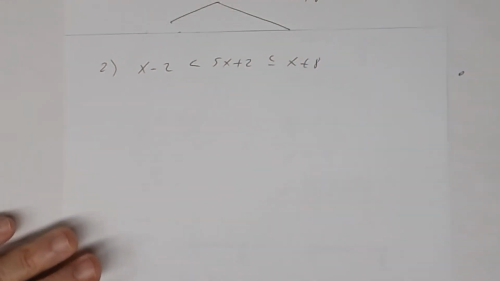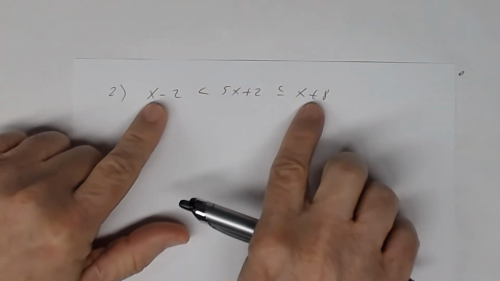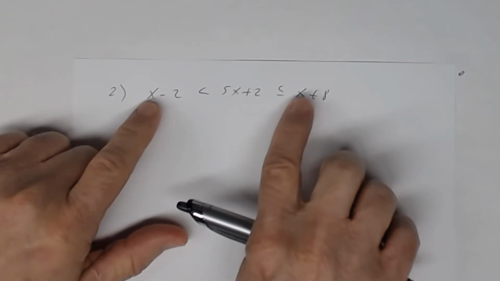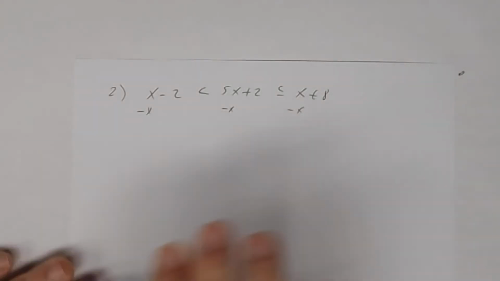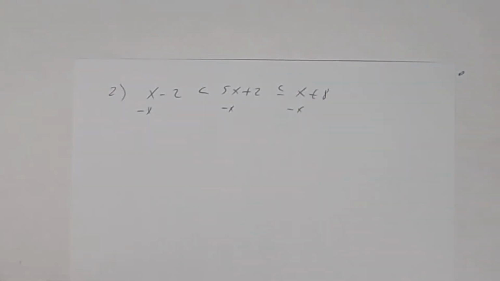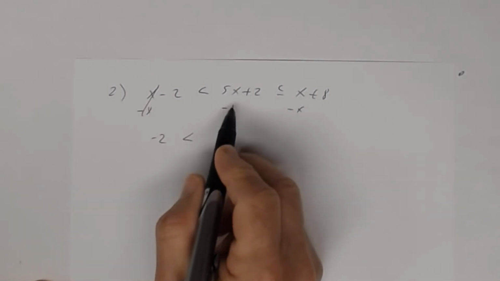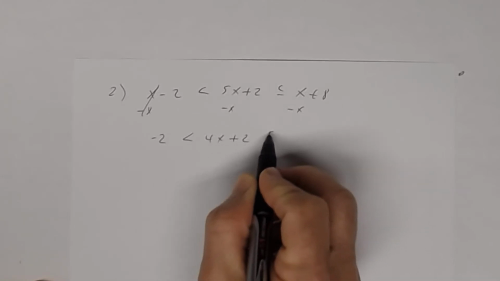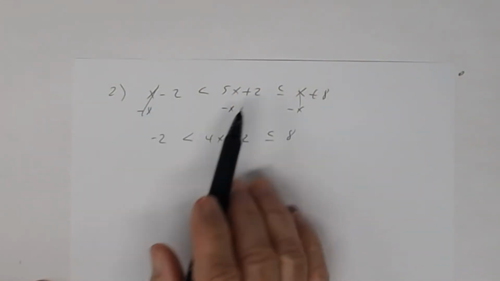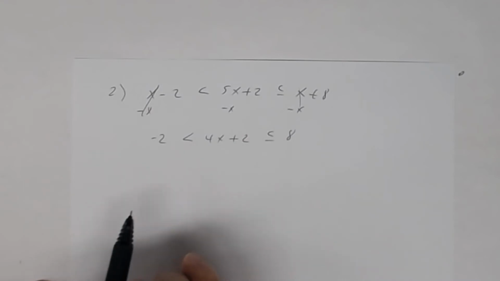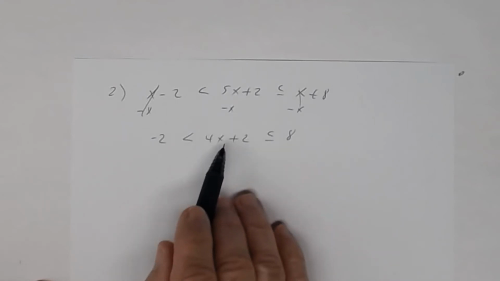Since the variables appear on the outside and they are identical, I can subtract x from all parts, and that will eliminate the variables on the outside. So x minus x is 0, 0 minus x is negative 2... it's less than 5x minus x is 4x, plus 2, it's less than or equal to 8. Notice I went from this compound inequality to an easier compound inequality. The variable only appears in the middle, so I can easily get the variable by itself.